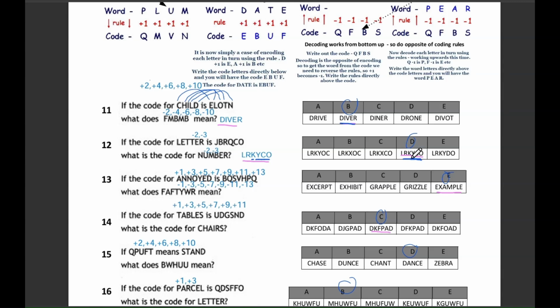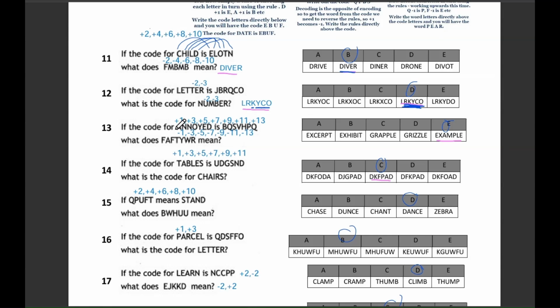Question 13. This time, annoyed is coded as BQSVHPQ. Let's see what this pattern is. From A to B is +1. From N to Q is +3. From N to S is +5. From O to V is +7. From Y to H is +9. From E to P is +11. And from D to Q is +13. So we add a different odd number each time.